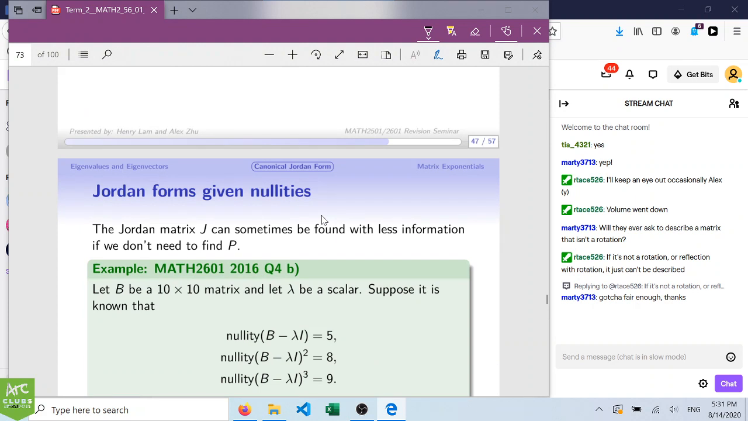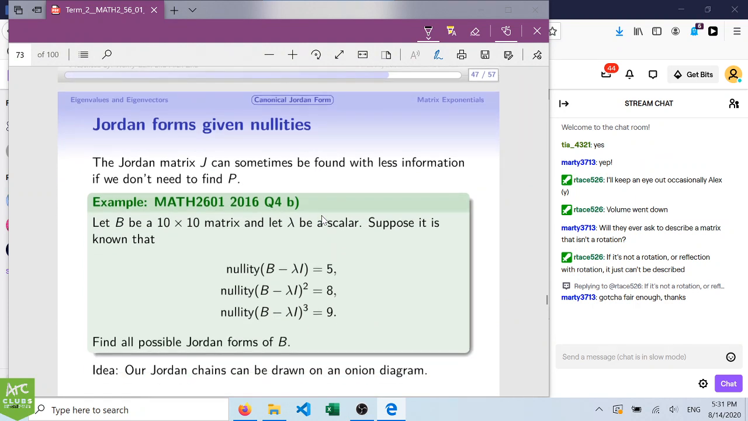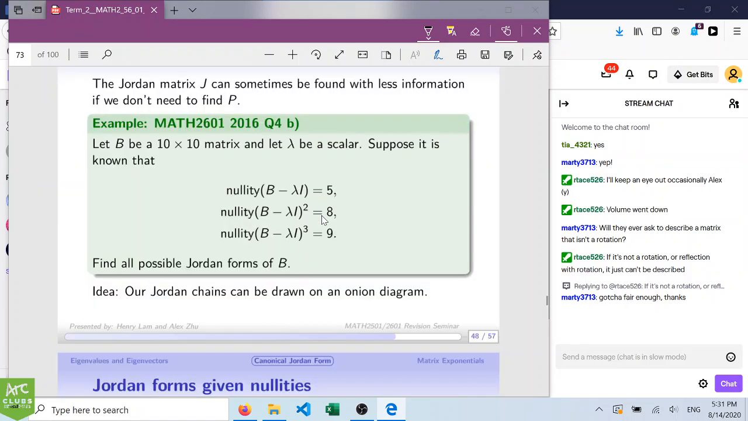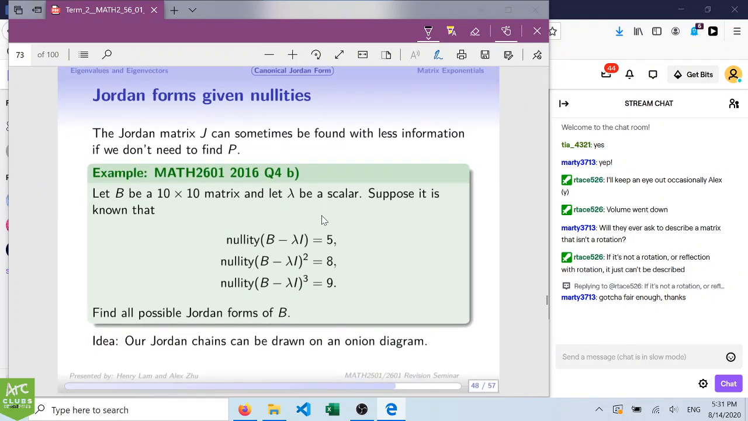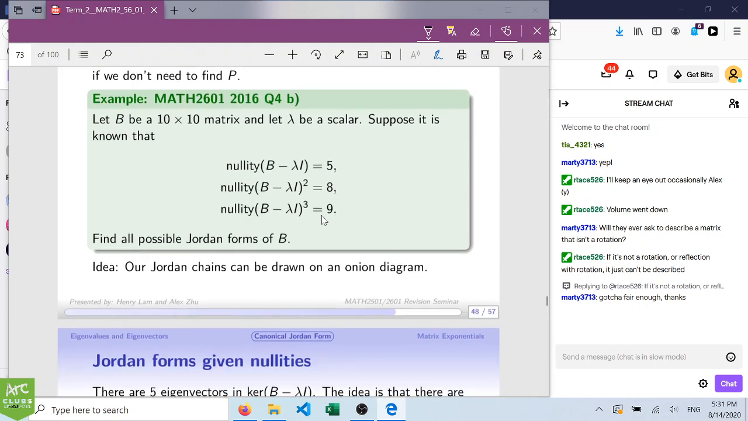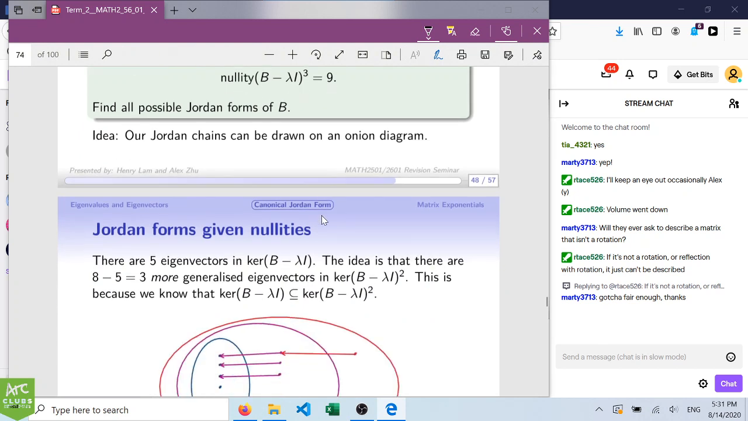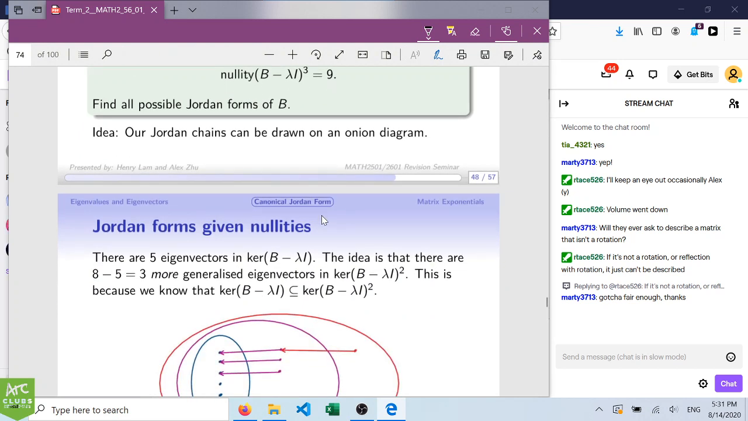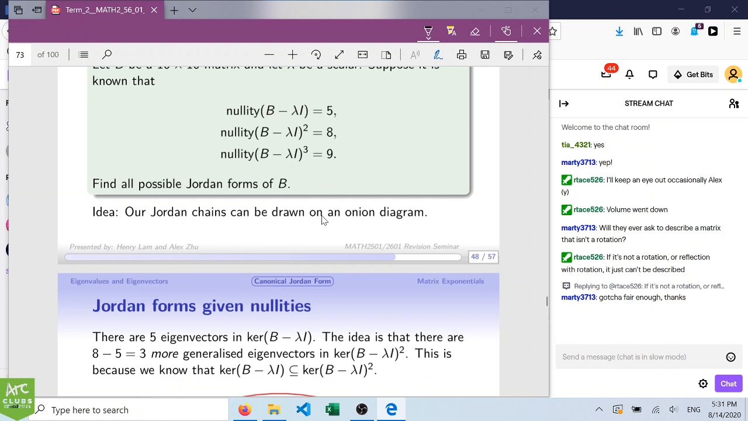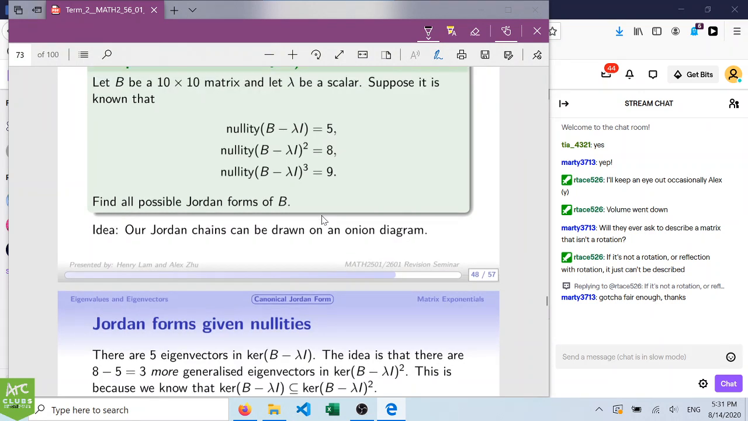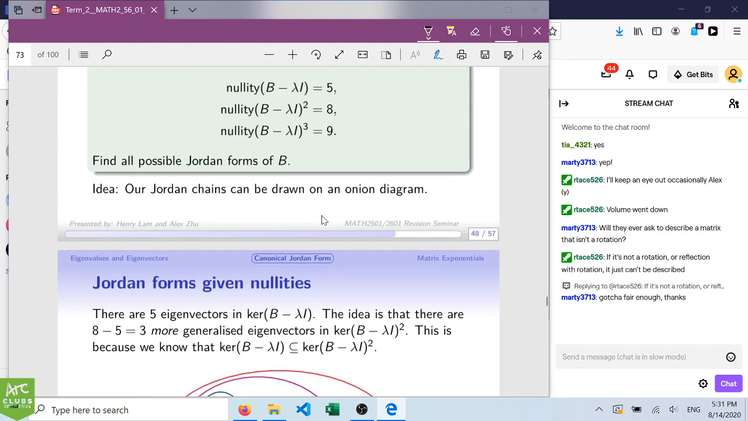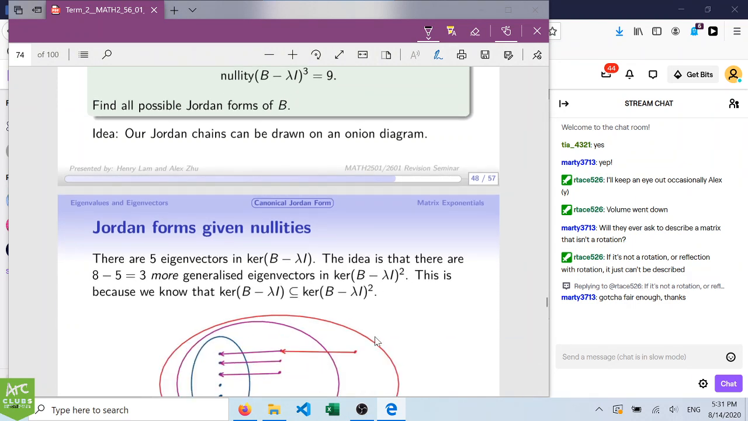All right. Next, we're going to look more into how we find Jordan forms based on other information. Given that we have some nullities, we want to find all possible Jordan forms. The idea for this is to use an onion diagram. What an onion diagram does is we look at how many eigenvectors are inside the first kernel, then how many generalized eigenvectors are inside the second kernel, and then in the third kernel.